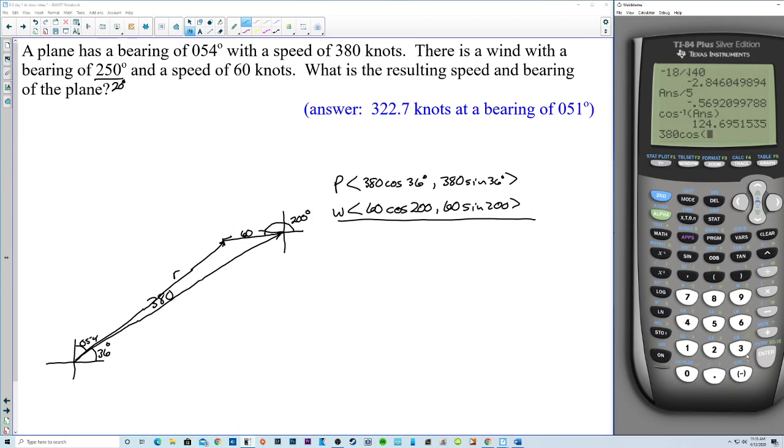380 cosine of 36. I'm going to make sure I'm in degrees. I think I am. Yep. And we're going to add. Oh, I need to get the end. It brings it back to the beginning for some reason. Plus 60 cosine of 200. And while we're at the calculator, let's just get the other one. 380 sine of 36. And then we're going to add 60 sine of 200.